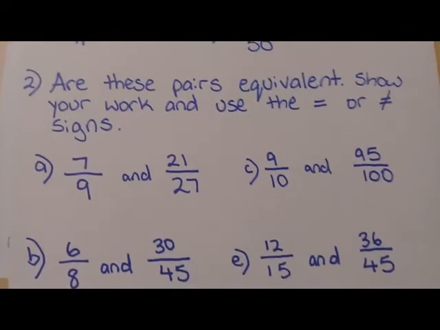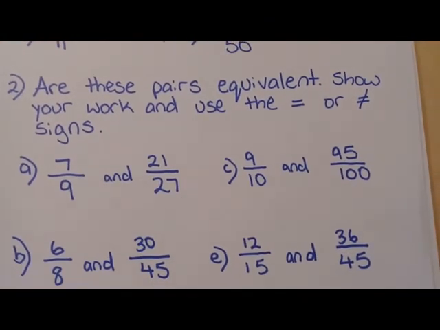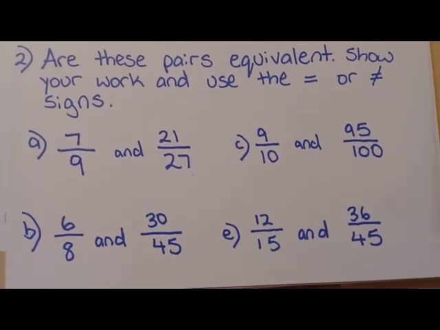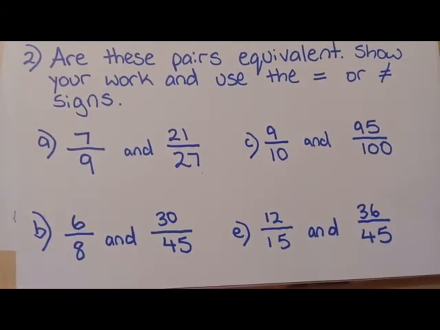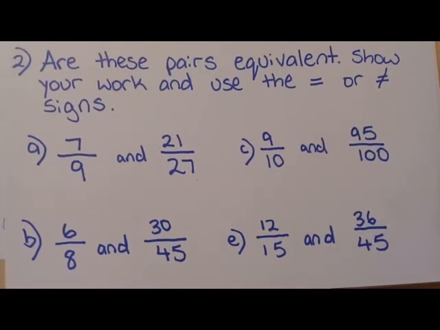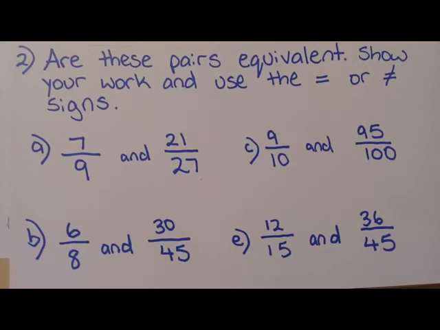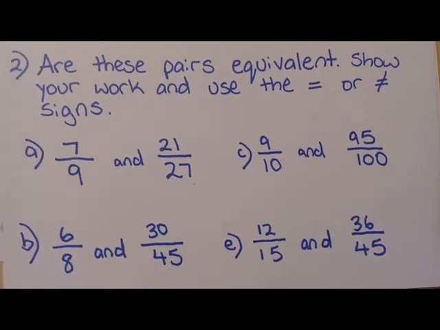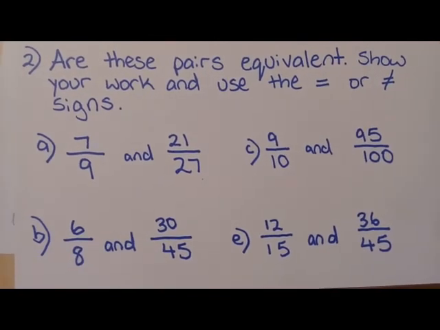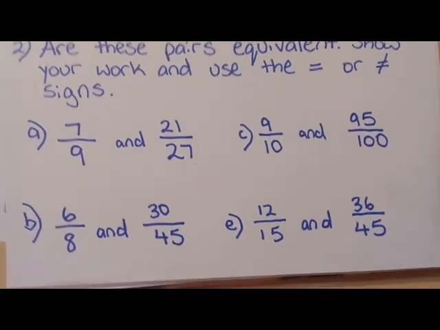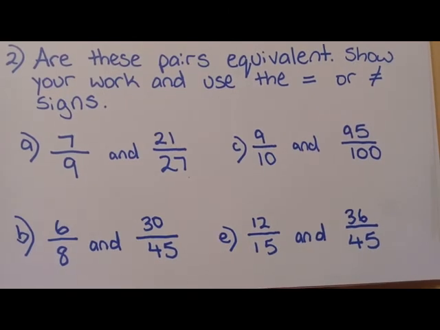Question 2. Are these pairs equivalent? Show your work and use the equal or not equal signs. For each of these, I want you to draw the arrows to show how you get from one numerator to the other and one denominator to the other. You need to keep in mind that if they are equivalent, it should be the same thing that you've done to the top as the bottom. Again, take a picture of this and send it to me when you're done.